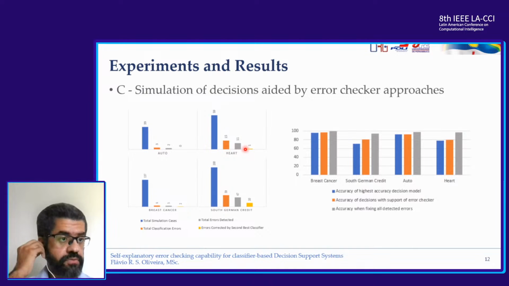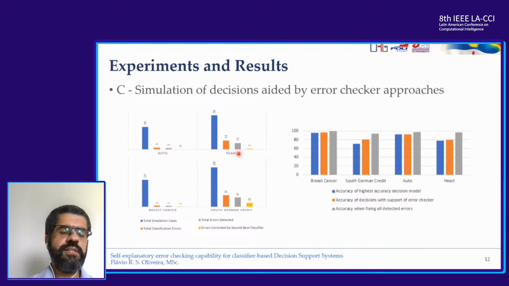And I would like to highlight that this was our initial idea of auto-fix routine, given at least two of the best models contained in our model data set. When the first one was considered failing by the error checker, the second one was used. And here we can see that this approach resulted in somewhat good results for the South German credit.